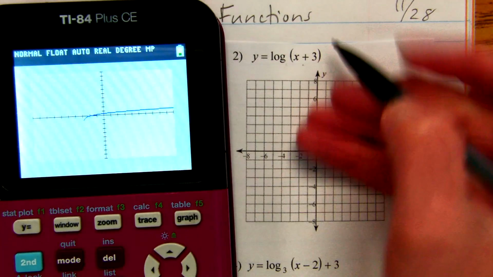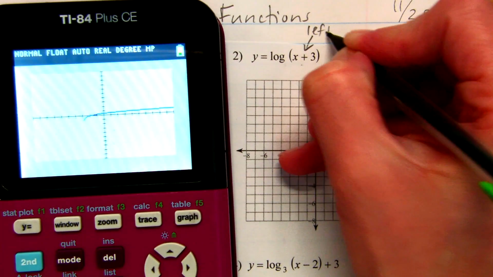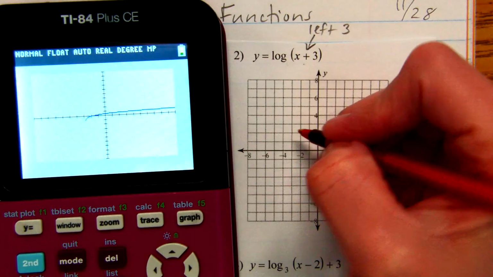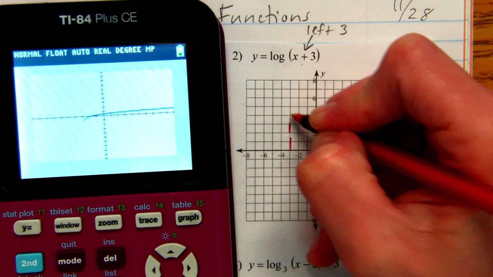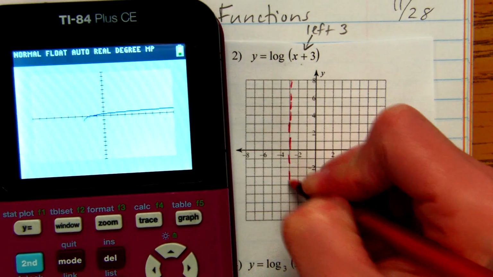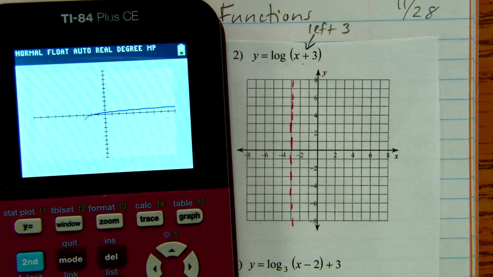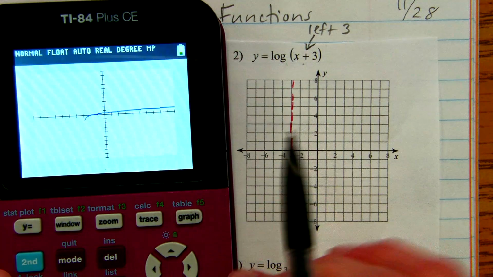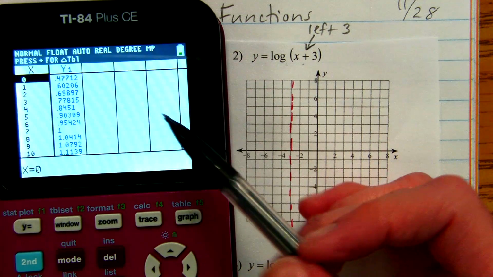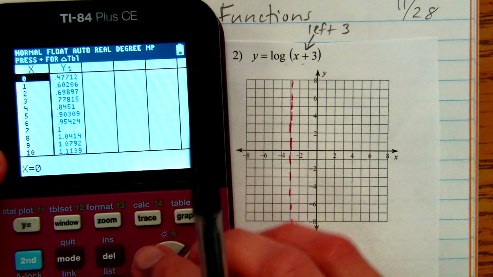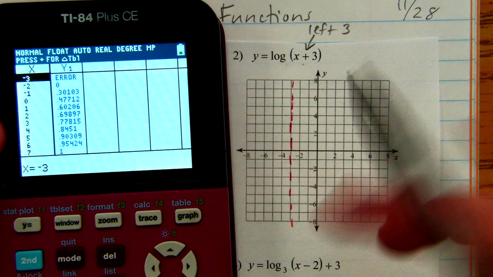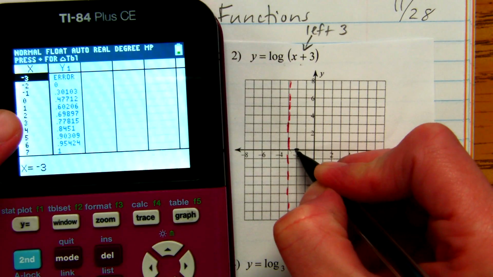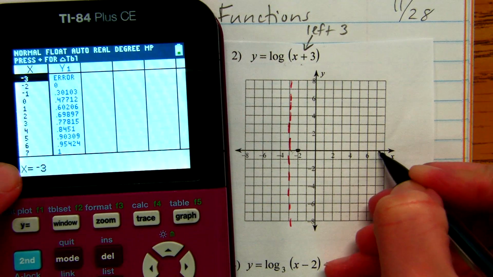If we graph this one, notice it's going over a little bit. The x plus 3 moved it left 3 units. So basically, if we just move that asymptote over here to negative 3, and we get some points from the table, we'll be in business. So I'm going to go into the table. Error. And I'll go towards, so negative 3 is where the asymptote is. Negative 2 is at 0. And then we'll just do like 7 is at 1.